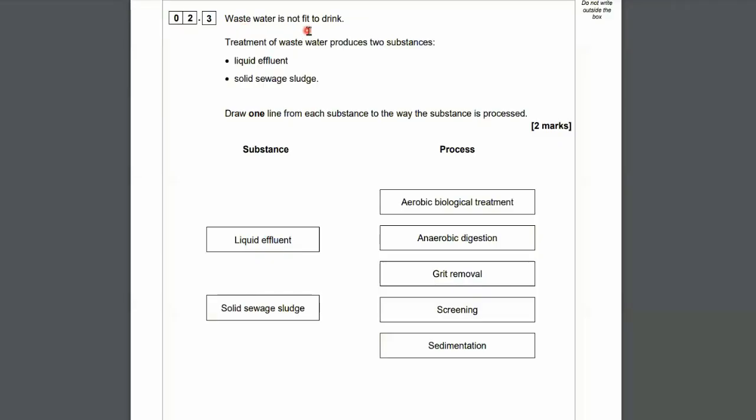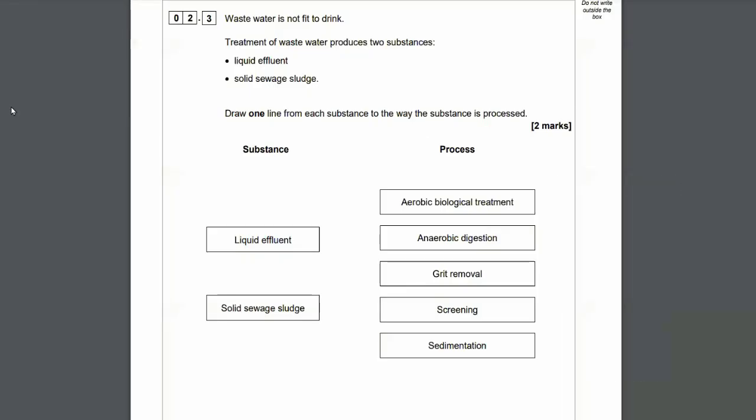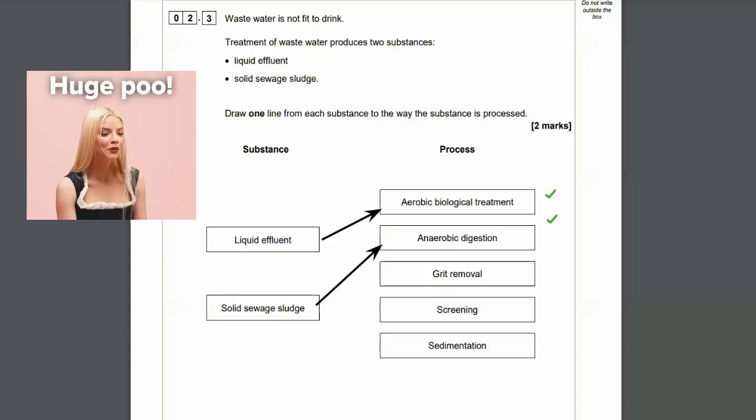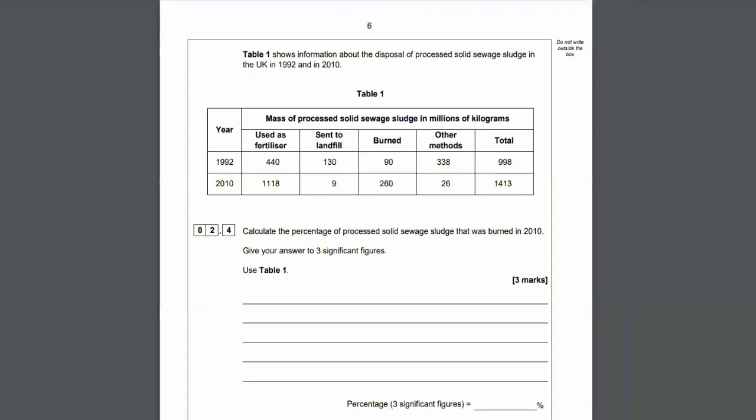Okay, wastewater is not fit to drink. This is the water that goes down the floor of your shower, and it's also the water from your toilet. Treatment of wastewater produces two substances, liquid effluent and solid sewage sludge. The liquid effluent we break down with aerobic bacteria, and the solid lumps we break down with anaerobic digestion.